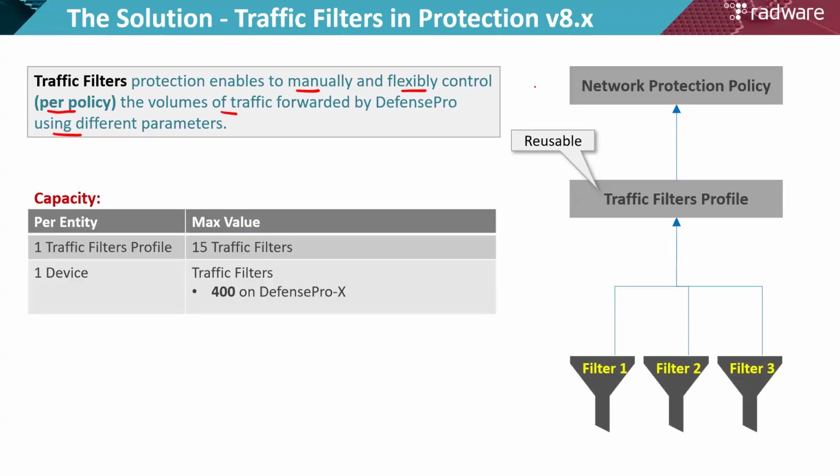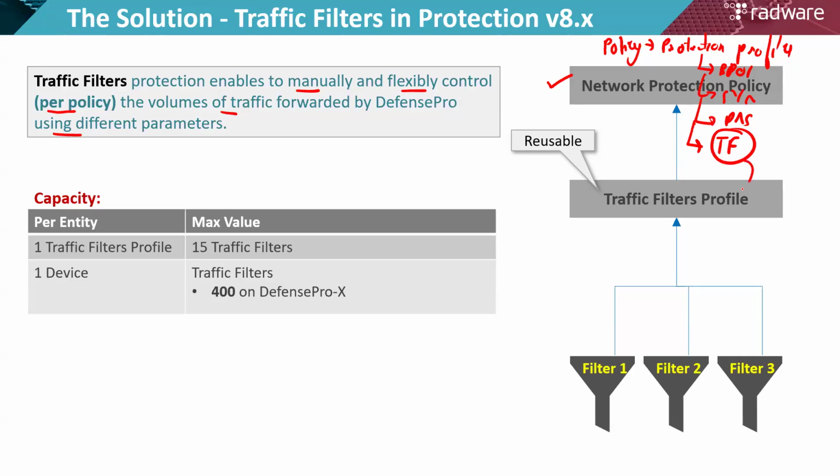And now, this is the network protection policy. As you know, within the policy, we define a network and attach protection profiles and protection modules, right? These protection profiles could be BDoS, SYN, DNS, etc. Similarly, we have traffic filters.